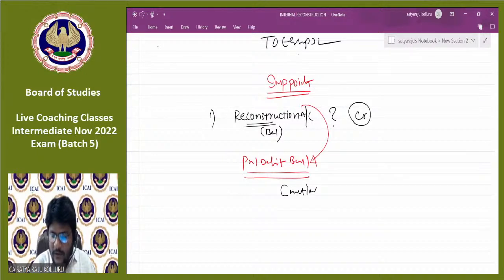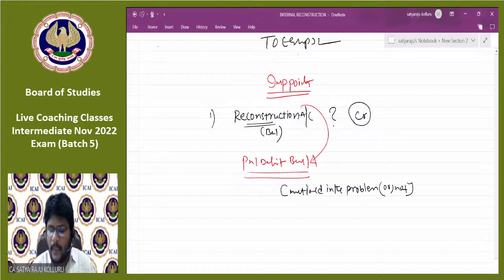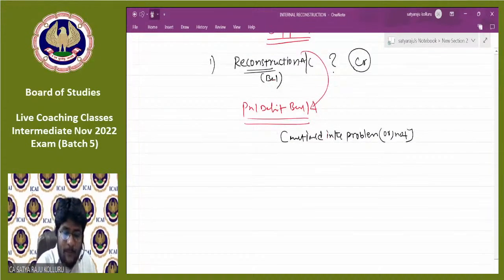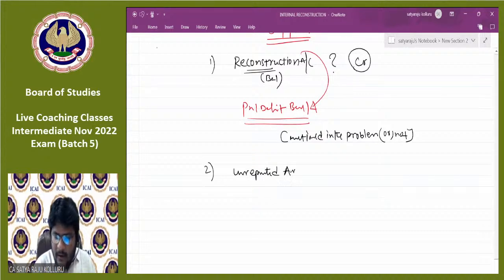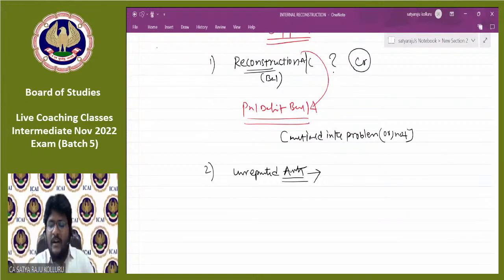Irrespective of whether it is mentioned in the problem or not, we need to cancel the P&L debit balance with the reconstruction account. Sir, what about unrepresented assets? Maybe intangible assets or any other asset, whatever the case may be. If it is specifically mentioned, then only you need to knock off.